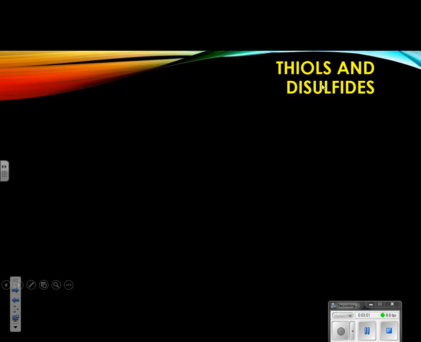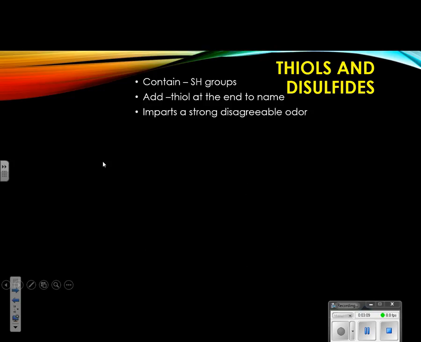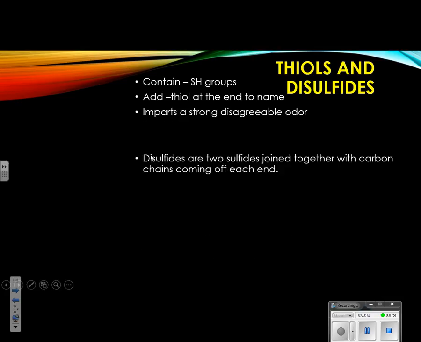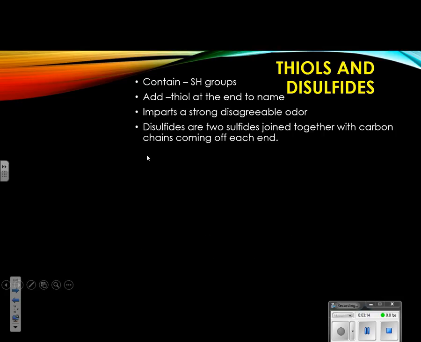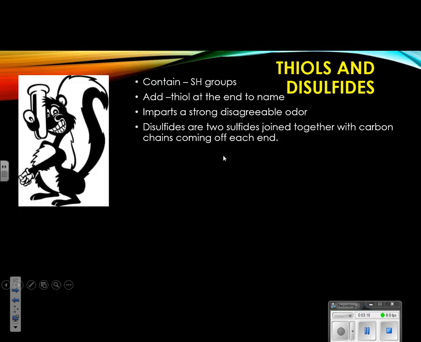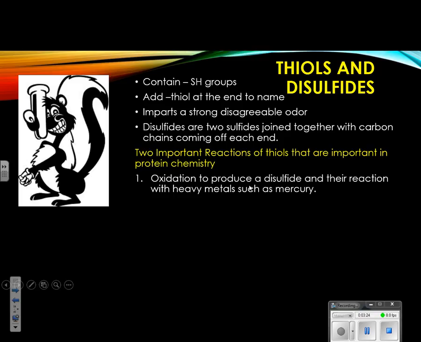And then we have the thiols and the disulfides. These contain an SH group. You add thiol at the end of the name. They impart a strong disagreeable odor. And disulfides are 2 sulfides that are joined together with carbon chains coming off each end. So remember, stinky.